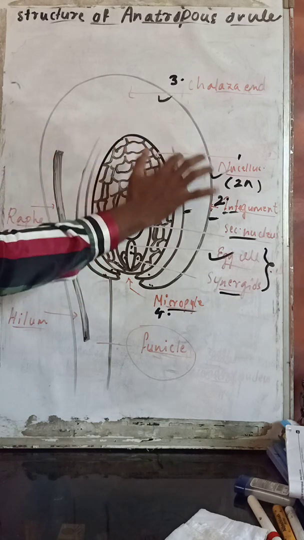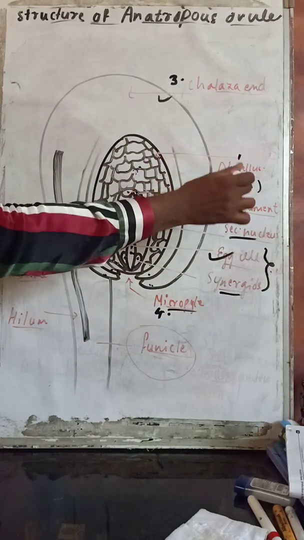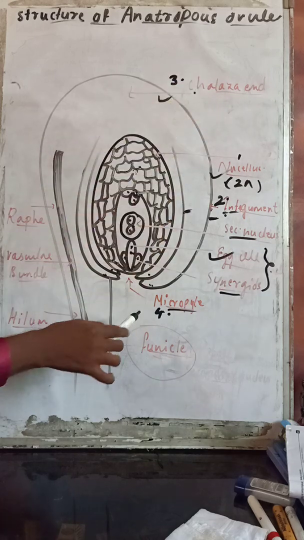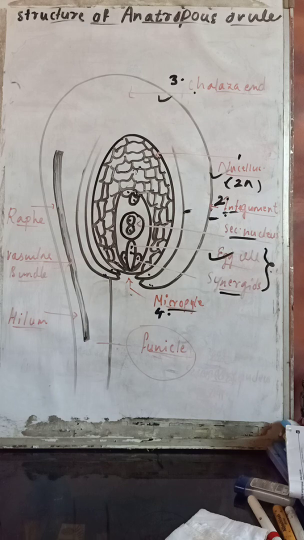So this is the structure of the entire body of the ovule, which is made up of the following parts: nucellus, integument, chalazal end, micropyle, and the embryo sac or female gametophyte, which is a 7-celled, 8-nucleated structure.